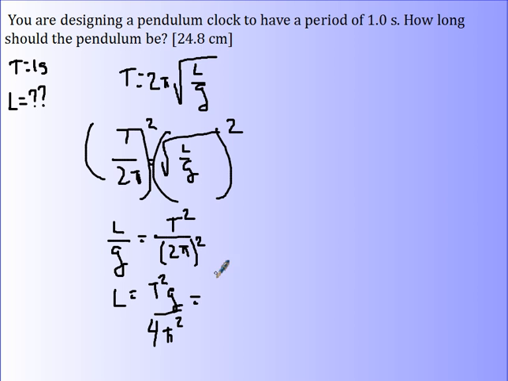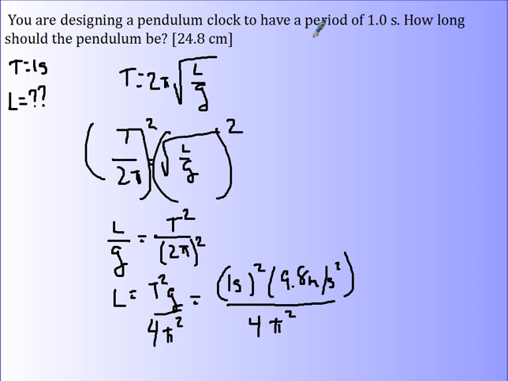So now let me plug in. The period is 1 second squared. G is 9.8 meters per second squared. Divided by 4 pi squared. Now you can use pi as 3.14. That's fine. If you do this, you get 0.248 meters, which is indeed 24.8 centimeters.